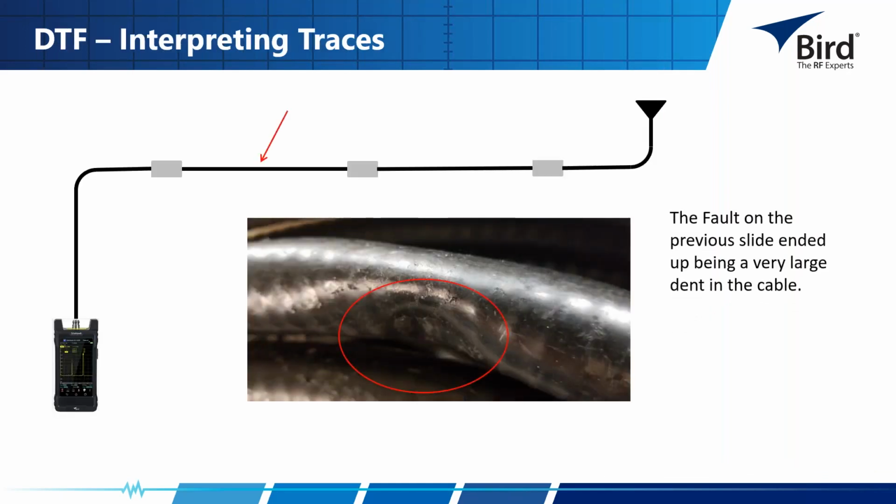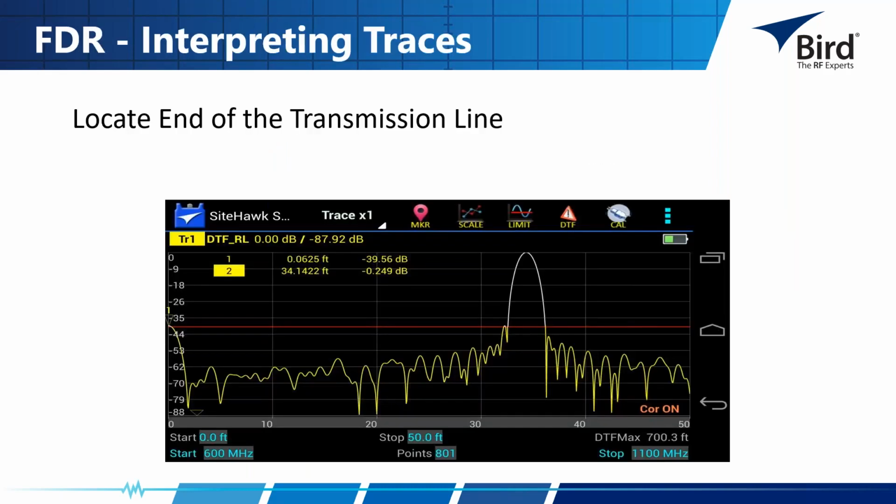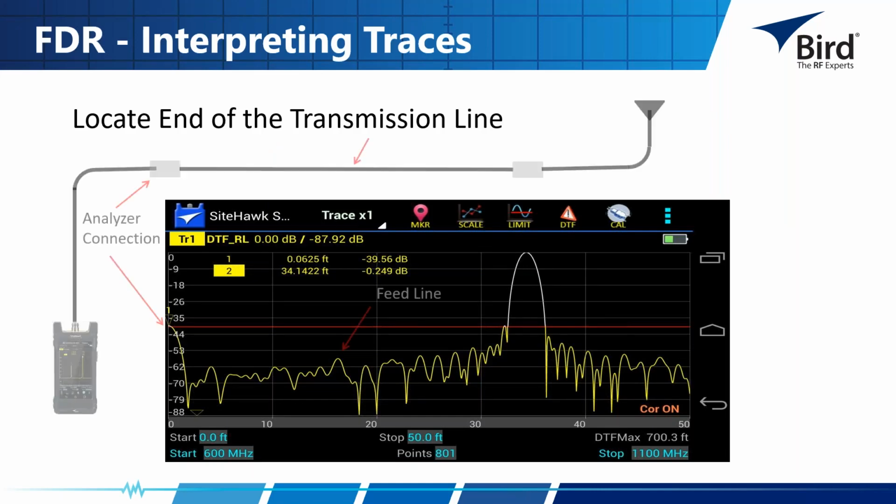And in this case, the fault on that previous slide ended up being a very large dent in the cable. Now, if you don't have a diagram and you need to know, hey, where's the end of my transmission line? We can still do it. You have your analyzer set up, a couple of connectors. We see our feed line.